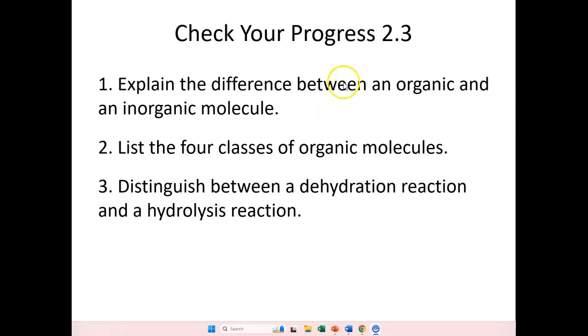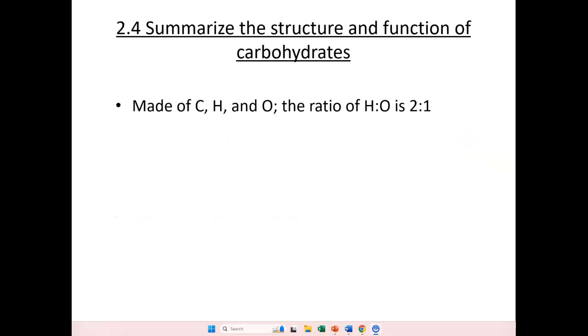You might remember from 2.3, I asked you to list the 4 classes of organic molecules. Hopefully, see if you can do it. Carbohydrates, lipids, proteins, nucleic acids. Okay, so in the next couple of videos, we're going to go over each one of these. Learning Outcome 2.4 says summarize the structure and function of carbohydrates.